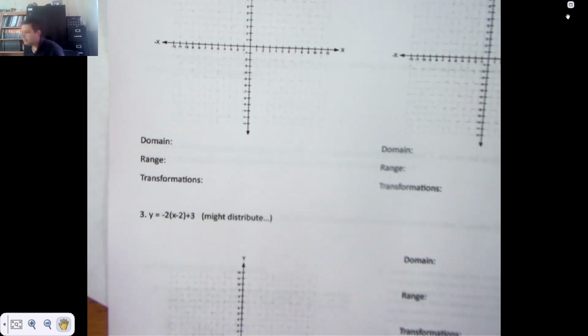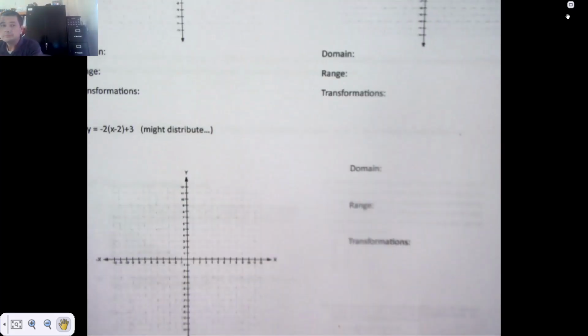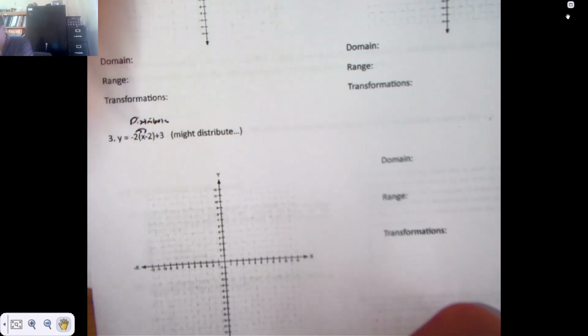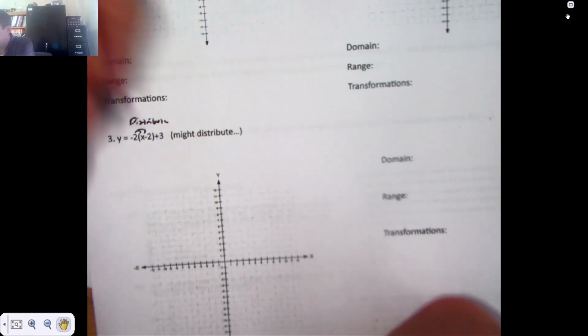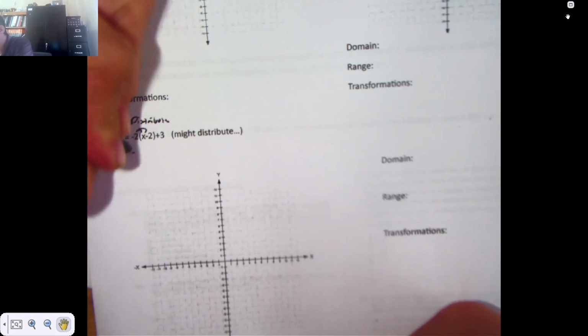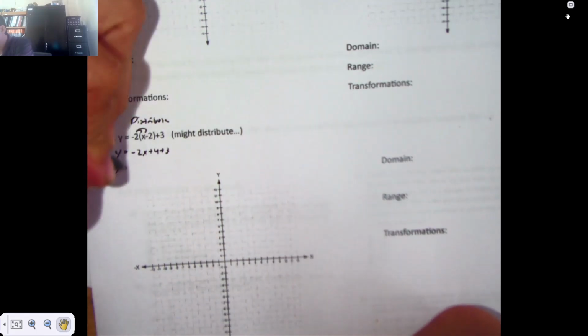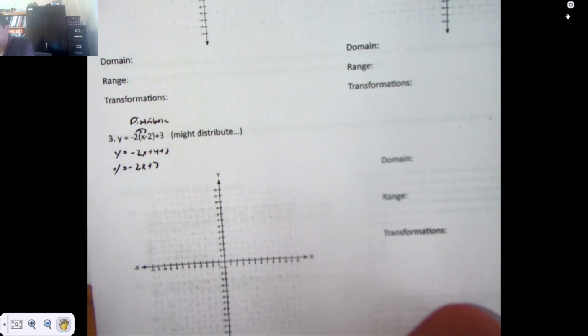Let's see, on the front page, I think I'll do number 3. It's the hardest one of them all. It's not a hard problem, though. I mean, all you gotta do is use your distributive property. We're gonna make it look like something familiar. So now it becomes negative 2x plus 4 plus 3, which is y equals negative 2x plus 7.